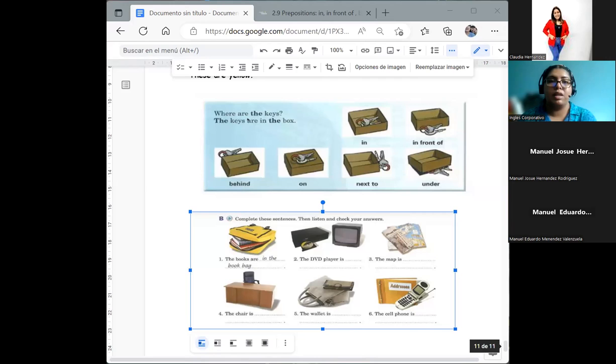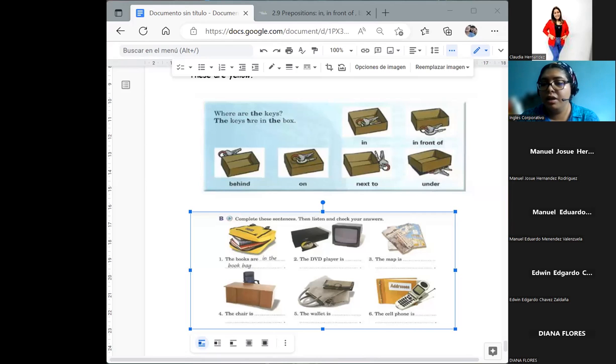Tenemos las dos imágenes. La primera es la de las preposiciones y la siguiente es el ejercicio. And in this case, we are just going to do it very fast to complete. Tenemos la pregunta y la respuesta. Where are the keys? ¿Dónde están las llaves? And the answer, the keys are in the box.